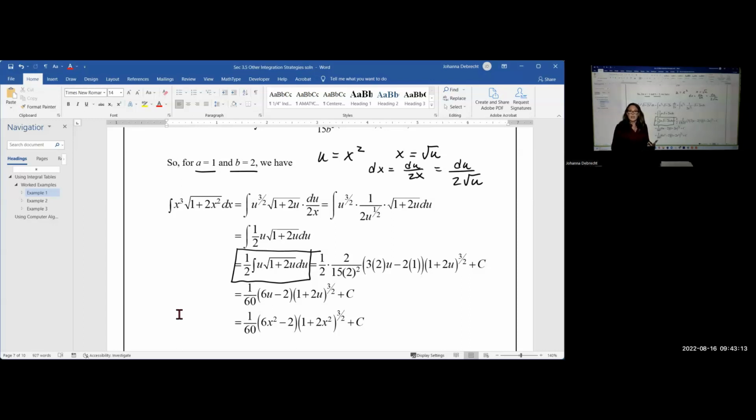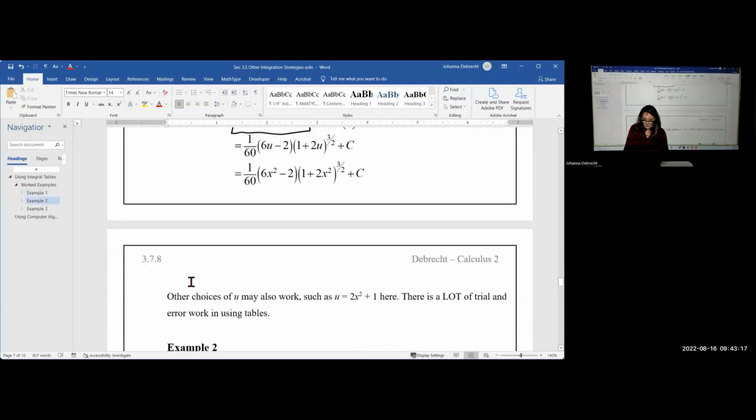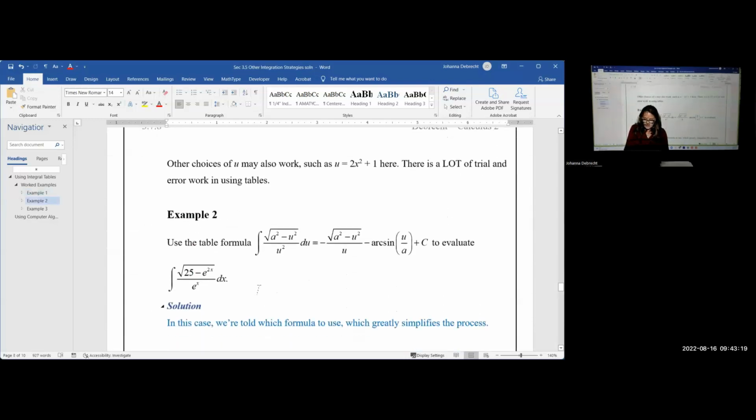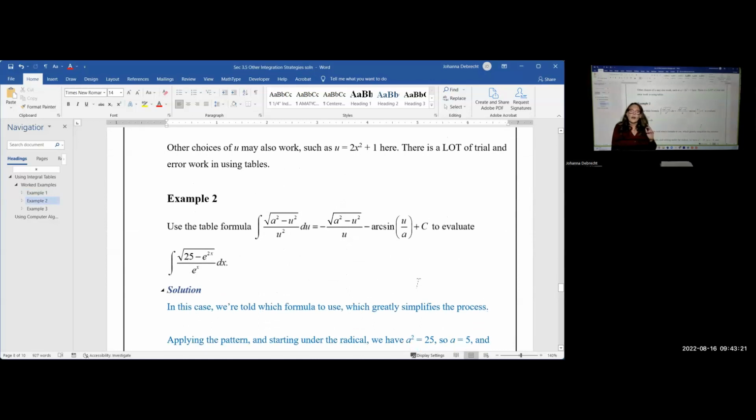Now, it does take time and it takes a lot of persistence. So don't give up when your first effort does not work. There also may be other choices of u that might work. For example, you could try u equal to 2x squared plus 1. In other words, everything under the radical. Maybe that'll work. There's a lot of trial and error here and a lot of using the intuition you've built up from what you've tried before to guide you.